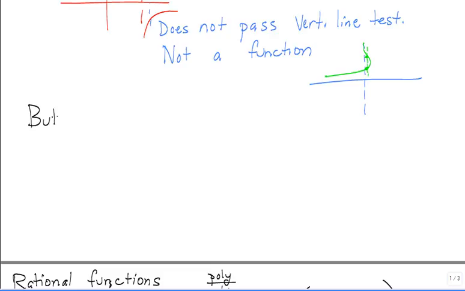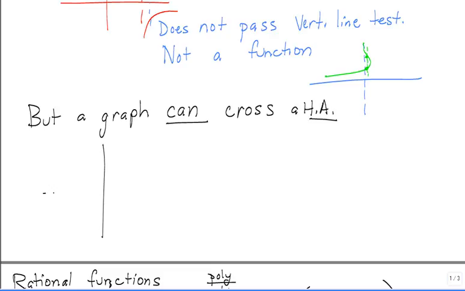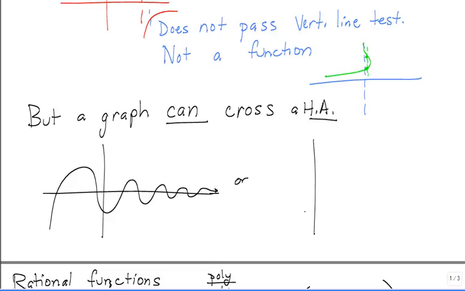But a graph can cross a horizontal asymptote. So if you have a horizontal asymptote, you can have something like this where it crosses it, but all of a sudden it's going to flatten out and approach it, or something like this maybe. Again, these aren't the only things that can happen, but it could come down and then come back up and follow it. So it can cross a horizontal asymptote. Okay, that's legal.